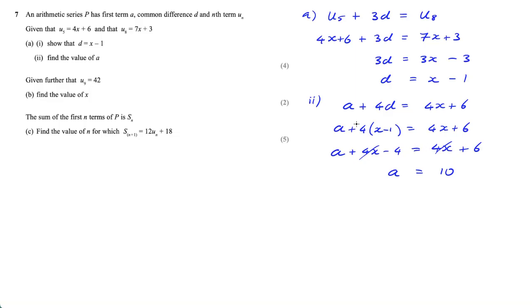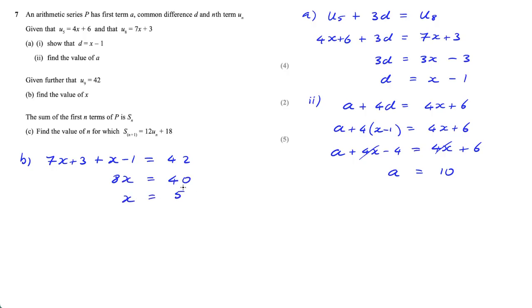Okay, part B. Given further that u9 is 42, find the value of x. So similar kind of thing, guys. I can just say u8, my 7x plus 3, plus my d, which is x minus 1, has to equal u9, which is 42. 7x plus x is 8x. 3 minus 1 is 2. 42 minus 2 is 40. And then x is equal to 40 divided by 8, which is 5.